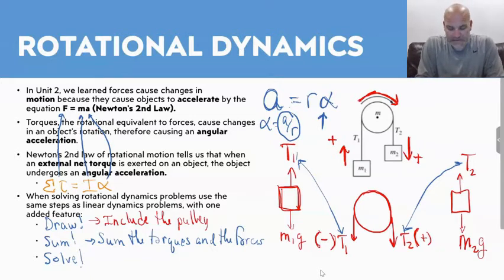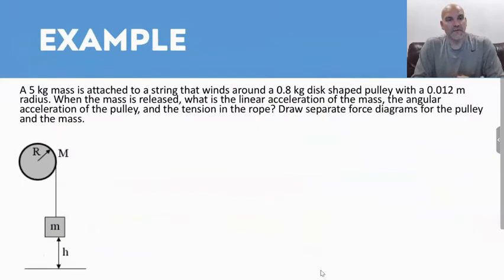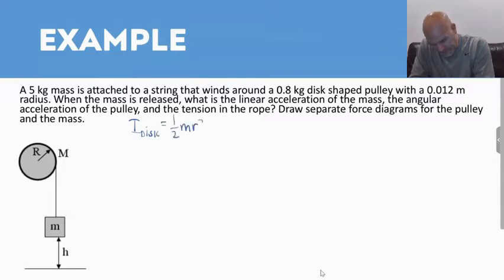Okay, so let's look at an example problem. So here we have a 5 kilogram mass attached to a string that's wound around a 0.8 kilogram disc. So the disc is going to help us because we know what the I for the disc is: 1/2 mr squared. So that's going to be important.